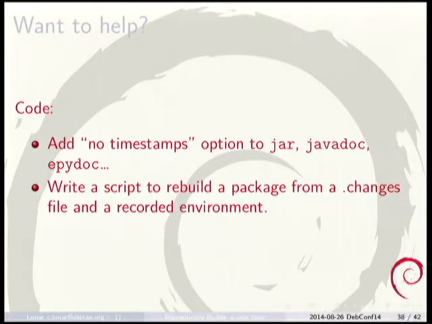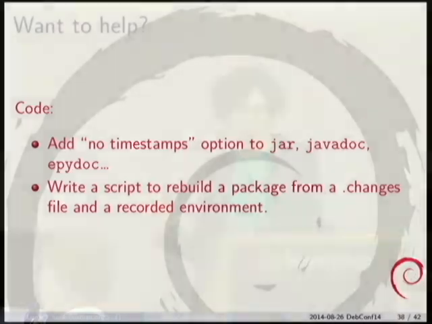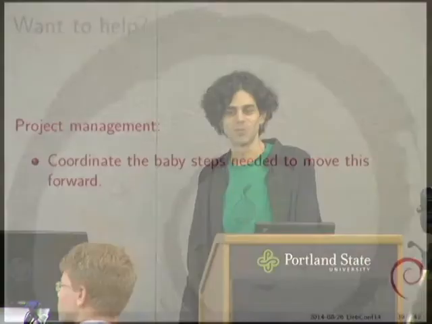We are also still missing a script where you give it a changes file, and maybe a recorded environment from the changes file or another file, maybe the dh_buildinfo file. It would fetch the correct dependency versions from snapshot, set that up in pbuilder or sbuild chroot, and run the build. That would be an awesome thing to do. We know it's doable. No one has just gotten to it yet. It's probably like a weekend project.